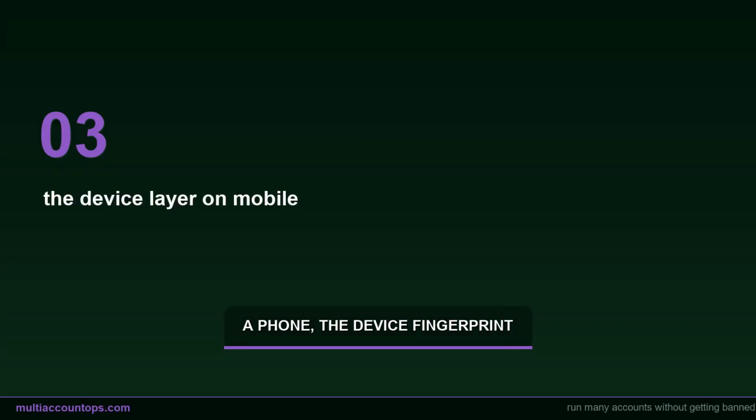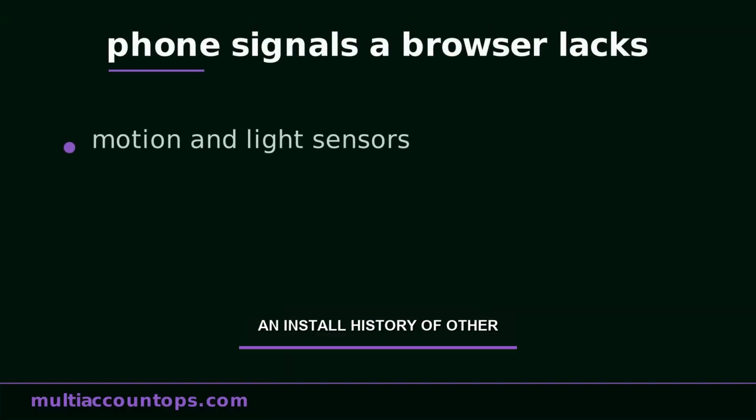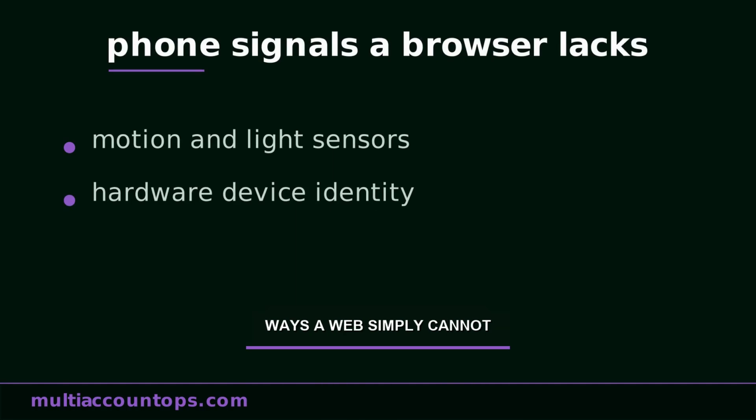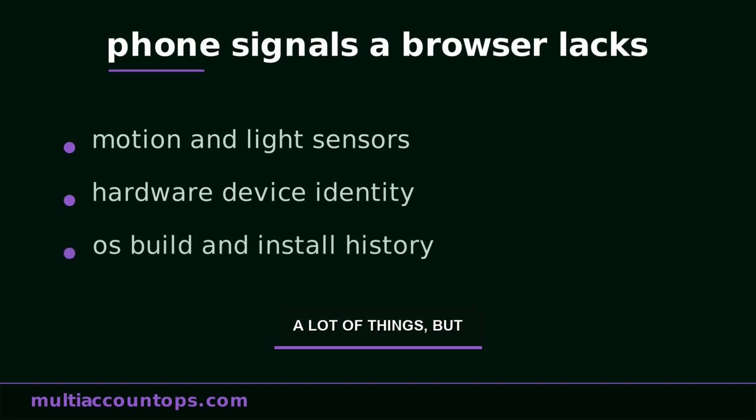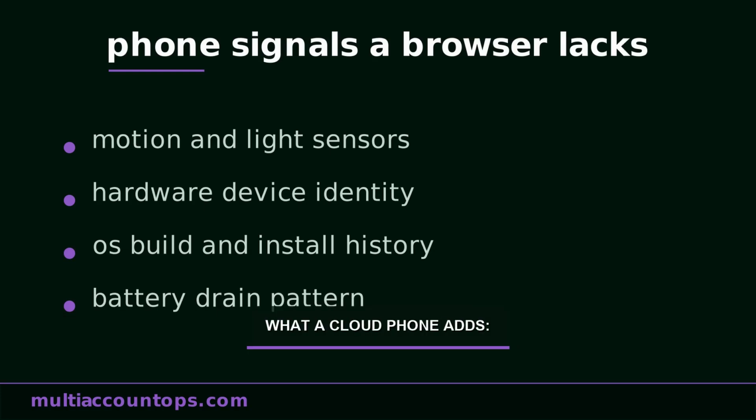On mobile, the device fingerprint is deeper than anything a browser exposes. A real handset has motion sensors, a light sensor, a hardware-level device identity, a specific build of the operating system, an install history of other apps, a battery that actually drains. It lives in an environment the app can inspect in ways a web page simply cannot be asked. A browser profile can imitate a lot of things, but it cannot conjure a believable phone out of nothing when the app goes looking for the real mobile signals. That is the core of what a cloud phone adds: a genuine mobile device layer.